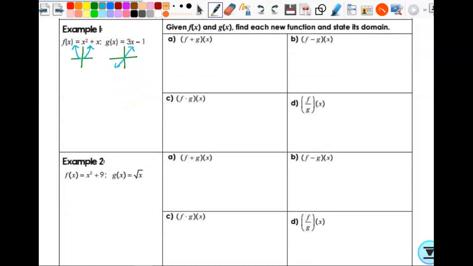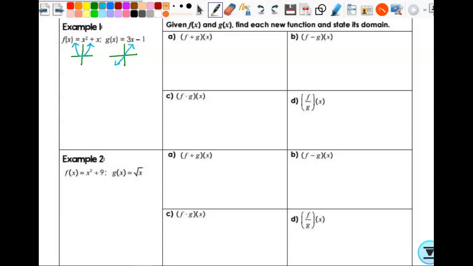All right, so I'm going to find each new function and state its domain. So I have f plus g of x. This is the same thing as f of x plus g of x. So then I'm going to take f of x, which is x squared plus x, plus g of x, which is 3x minus 1. Anytime you substitute in something with more than one term, you use parentheses. Sometimes they matter a lot, sometimes they don't matter at all. But if you do it every time, you won't miss it when it actually matters.